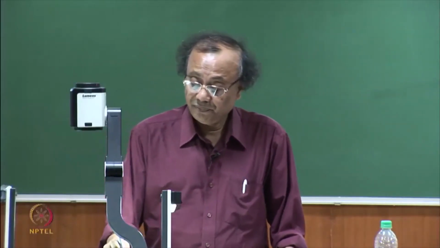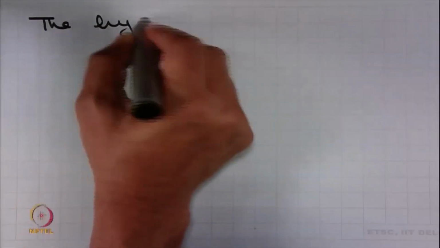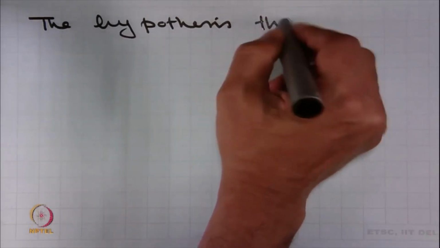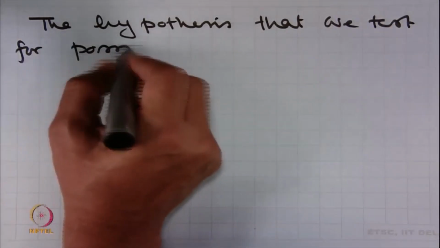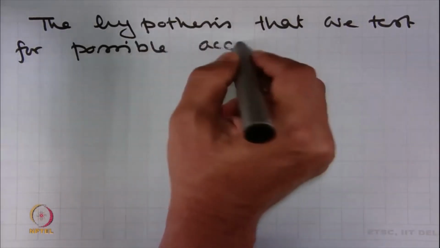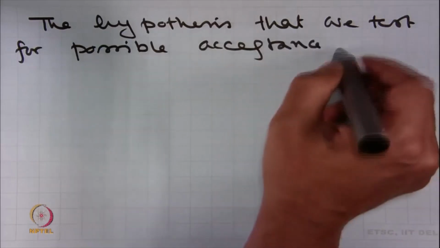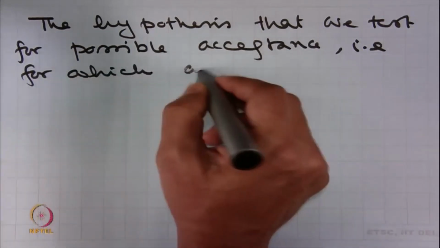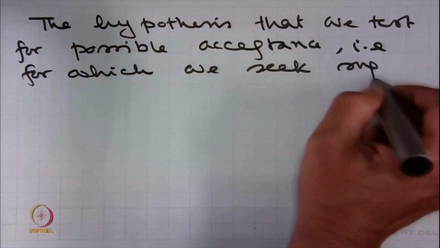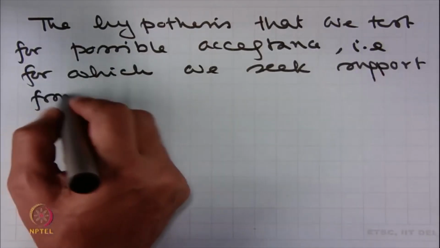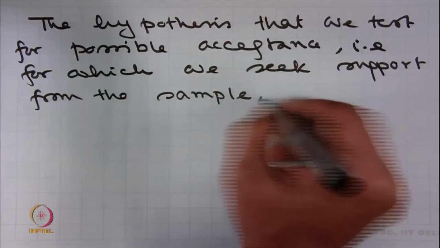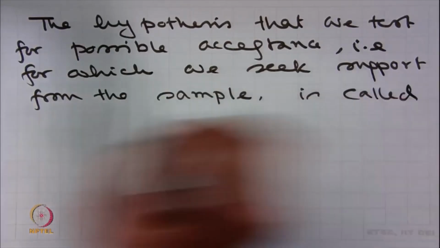So, to proceed further, the hypothesis that we test for possible acceptance, that is, for which we seek support from the sample, is called null hypothesis.